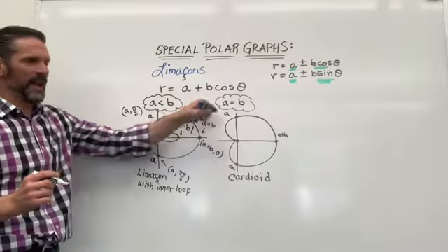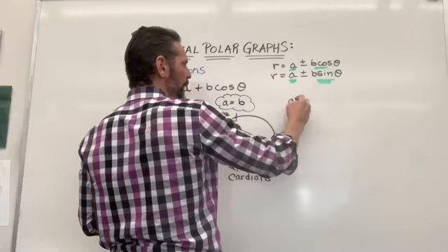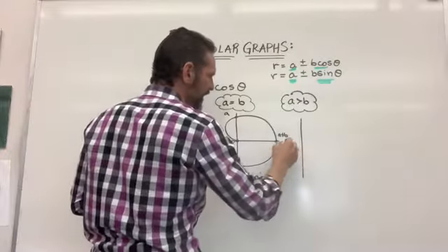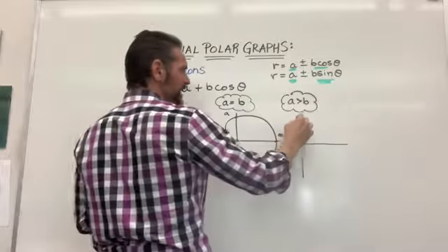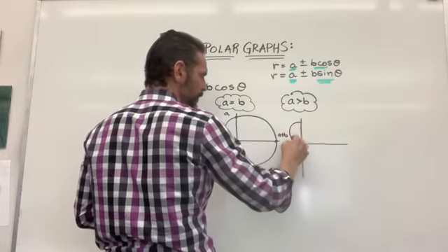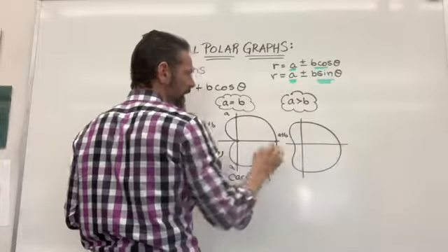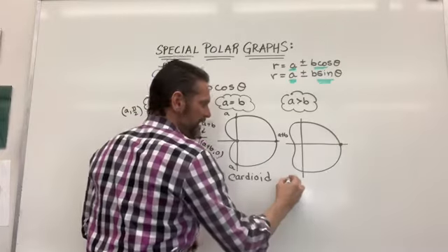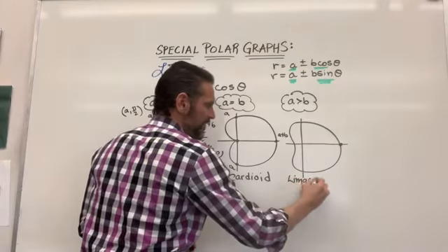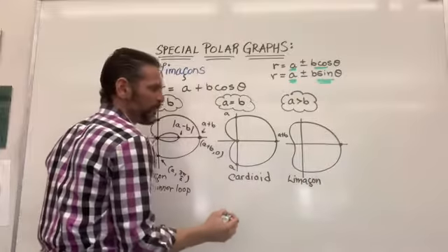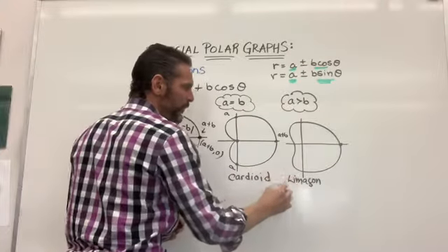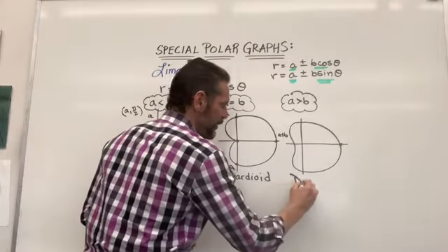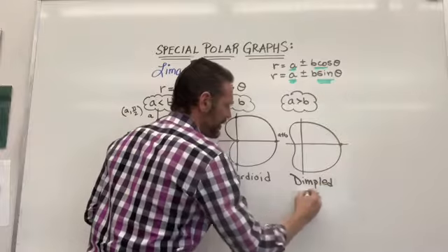Well, you're increasing A. So if we increase the power of A and say A is bigger than B, then our limacon is going to look like this. Almost like a lima bean. We say this is a limacon that is dimpled. So we call it the dimpled limacon. So I'm writing limacon, but I should be writing dimpled. This is a dimpled limacon.